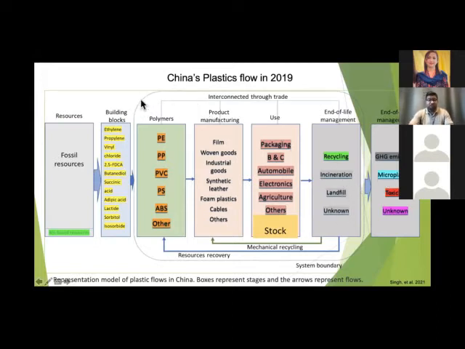So in this work, I have only made the system boundary from polymer to end of life, to get the flow of the whole system, and I have made it in some detail.